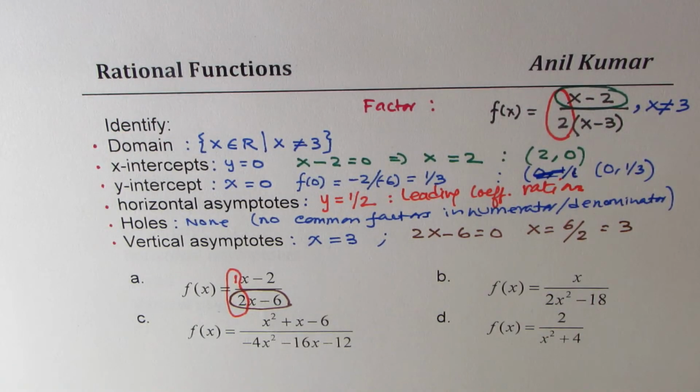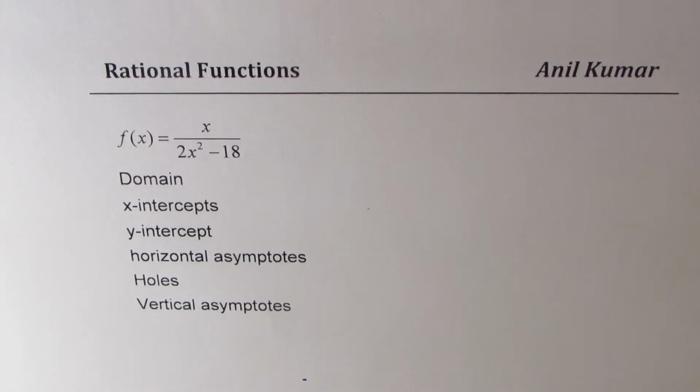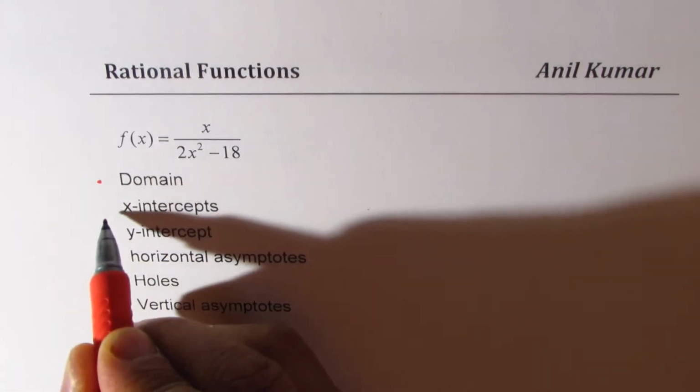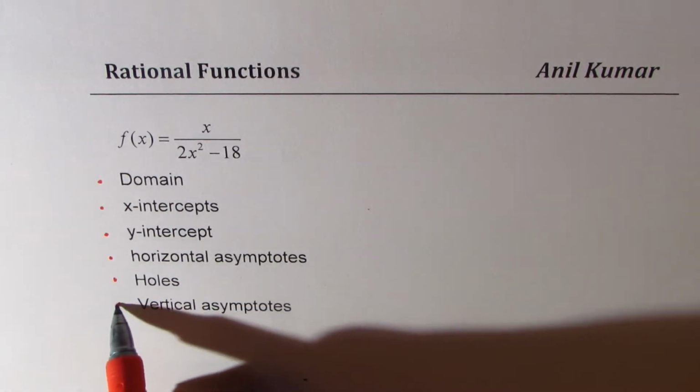So I hope the steps are clear, right? The whole idea is to understand how to find all these parameters for any rational function. Now I'd like you to pause the video and identify all these characteristics for the other 3 functions. I hope you have understood these steps to find all these characteristics for rational functions. Let's do it once again.